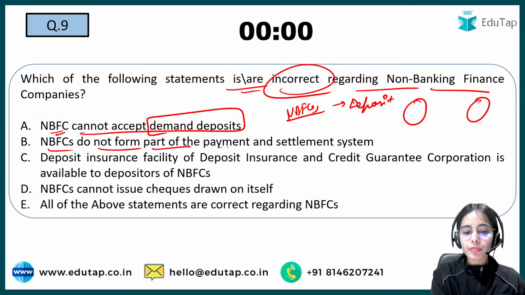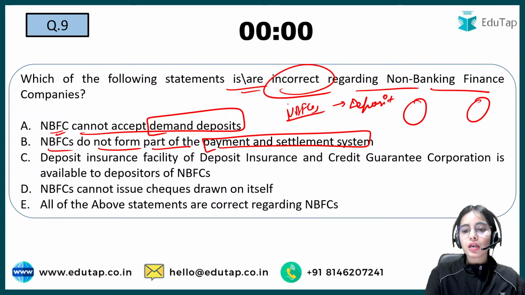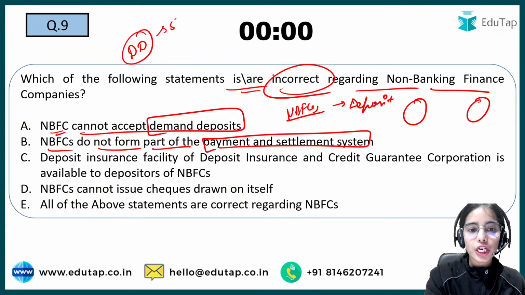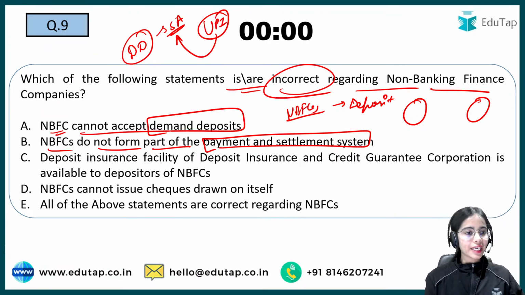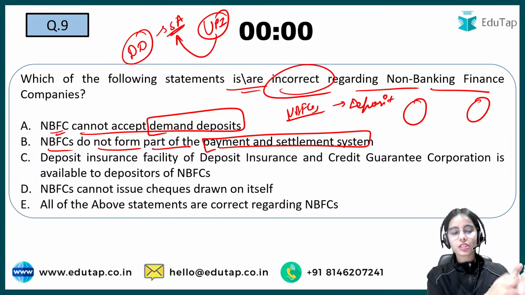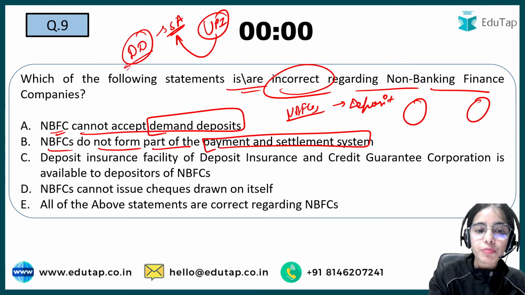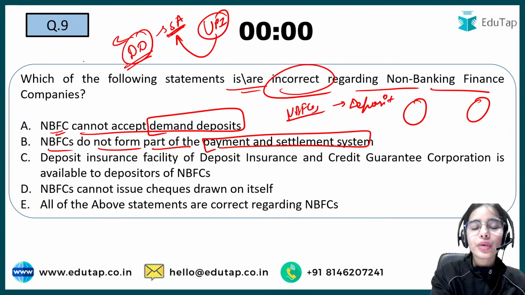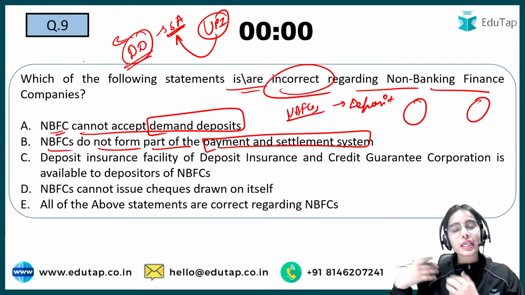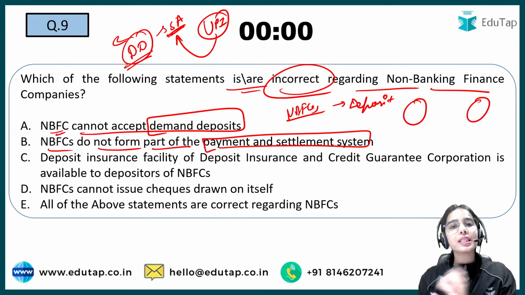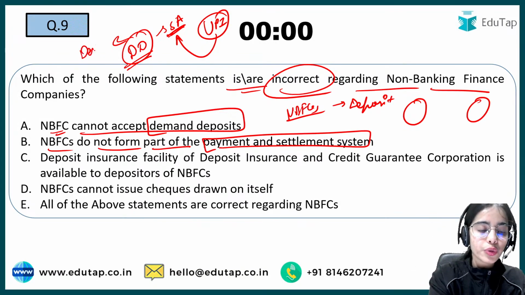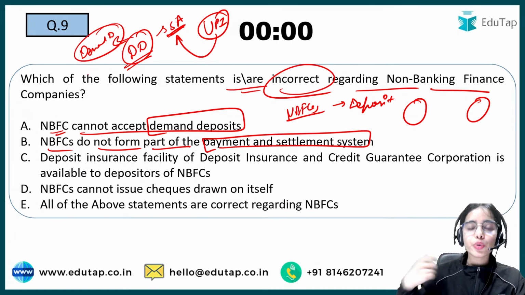NBFCs do not form part of the payment and settlement system. In the case of demand deposits, you have the savings account, and you connect your UPI with the savings account. Whether you want to purchase a magazine, a mouse or a mobile phone, you directly scan the QR code and pay through your account. These are demand deposits in the savings account, which you can take out whenever you demand. Demand deposits can be provided to you on your demand.